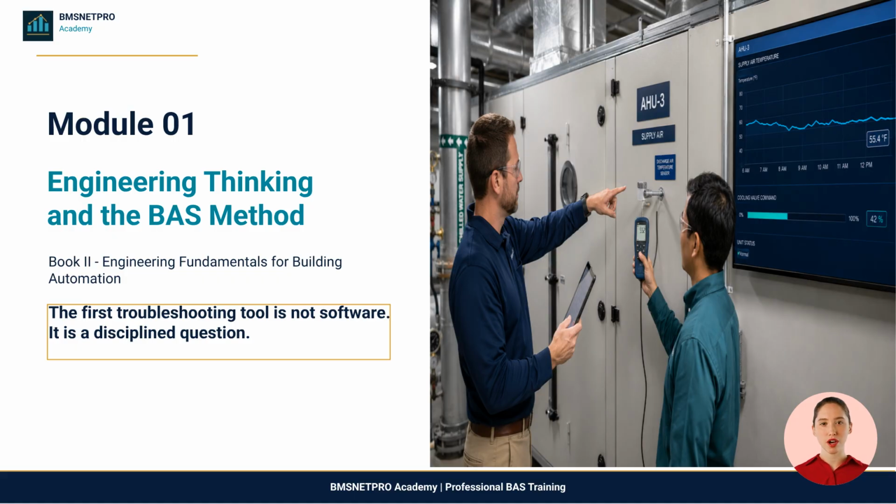When something looks wrong on a screen, the first question is not, "What should I change?" The first question is, what is actually happening in the building, and what evidence do I have? This module gives you a repeatable method for defining the problem, verifying measurements, testing safely, documenting the result, and teaching the lesson back to the organization.